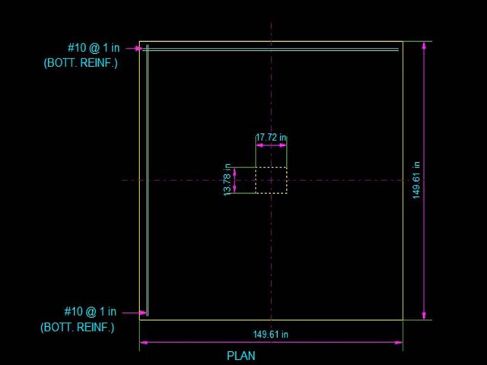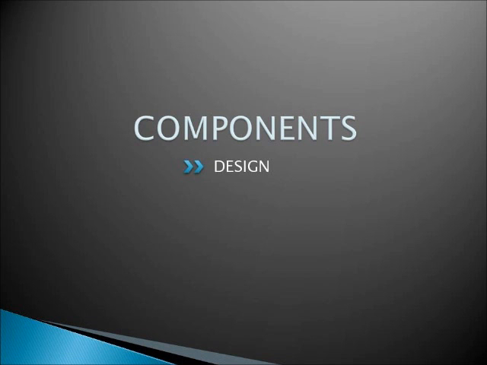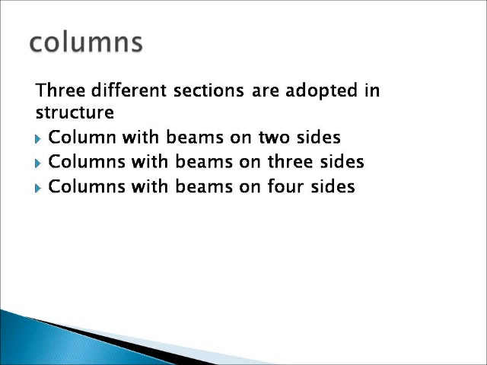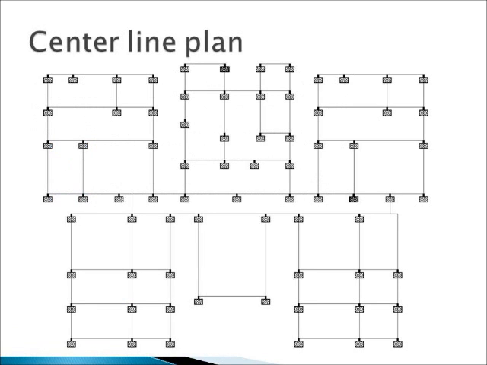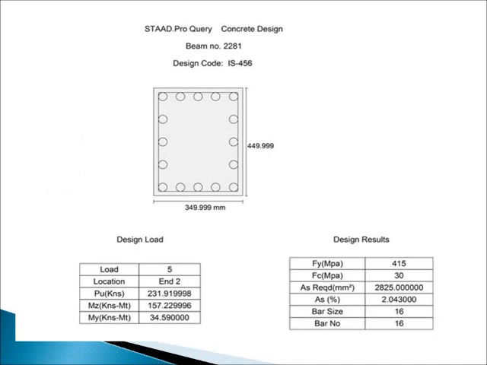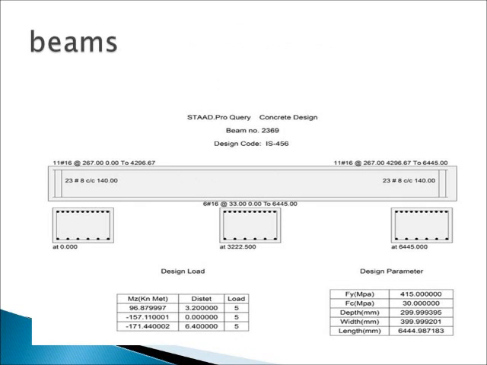Hi, this is Hari Prasad. Now we look into design of different components of the building. Columns. The main function of a column is to transfer all types of loads from the building to the foundation. In our structure, we adopted 3 types of columns depending on the load acting on the column. This figure shows the center line diagram of the building. After the design of columns using Staad, we get reinforcement details as shown in the figure.